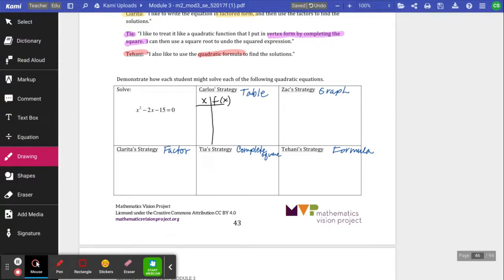We've got x squared minus 2x minus 15. So let's pick just a couple of different options. -1, 0, 1, 2. Let's just try this and see how they look. If I plug in a -1, -1 squared minus 2 times -1 minus 15, I'm going to get 1 plus 2, that's 3, minus 15.